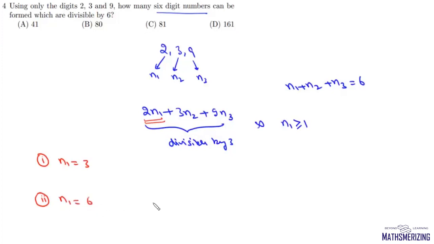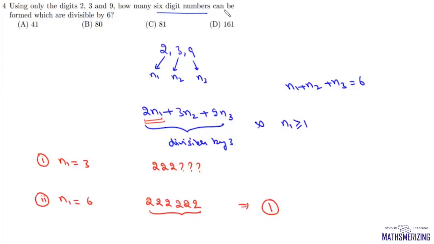Now if the value of n1 is 6, then we have all the 6 numbers as 2. So in this case, there is only one number which is possible. Now when n1 is 3, we have 3 2's, and then we have 3 other numbers which could be either 3 or 9, or their different combinations.